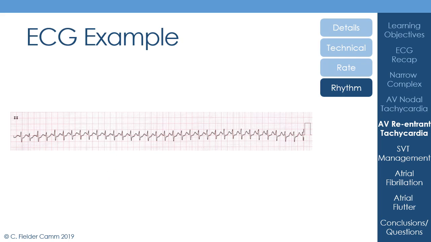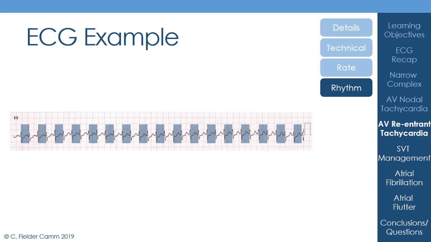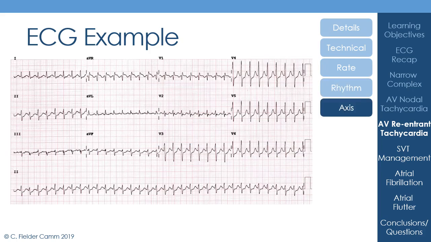What about the rhythm? Well, I think the rhythm appears to be pretty regular, doesn't it? I've plopped out some rectangles here. They're all the same width, and you can see the gap between the QRS complexes is the same each time. So we've got a regular tachycardia here. I think that's perfectly reasonable, and I don't think we can say very much more than that at the moment.